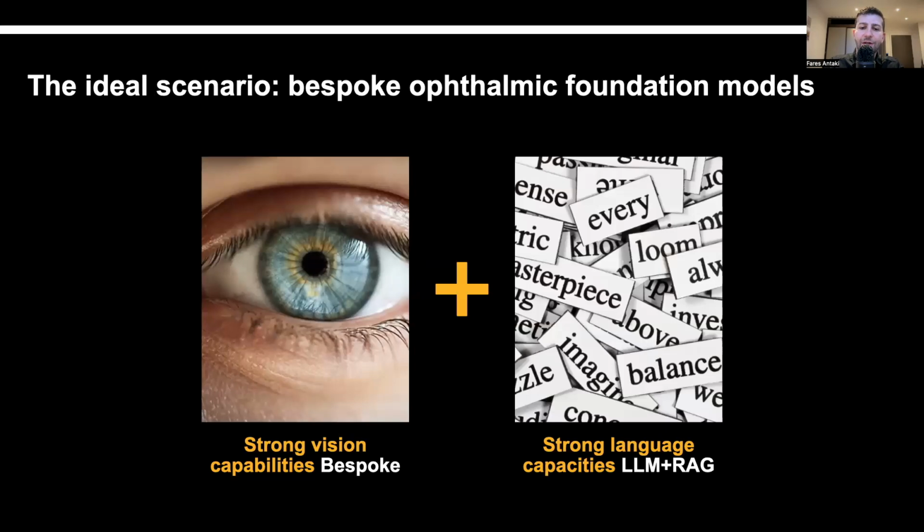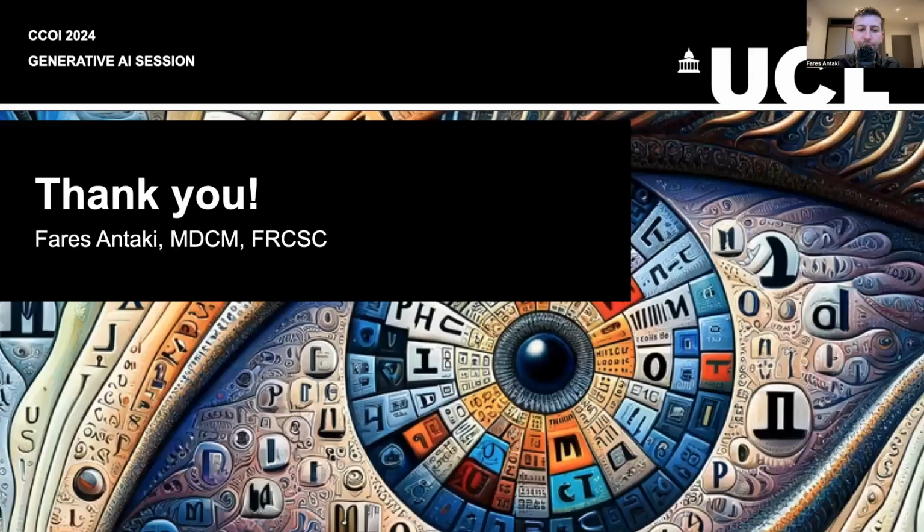The ideal scenario would be to have a model with strong vision capabilities, and I believe this will likely be bespoke. The language capabilities might come from a generic model and be improved by techniques like retrieval augmented generation using vetted, trusted consensus information. The future of LLMs in medicine is promising, and this is only the beginning.